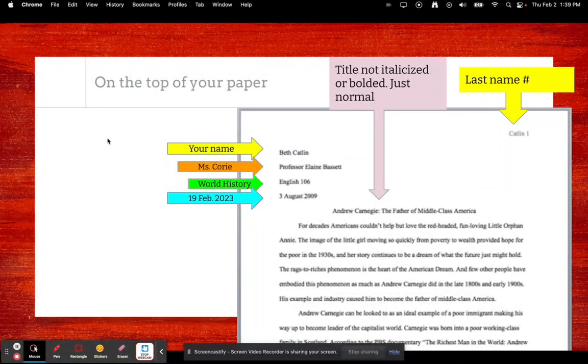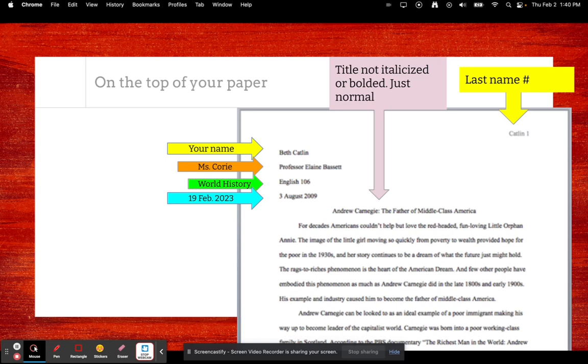All right, so I know you're probably like, okay, Miss Corey, seriously, we have been through this in our English classes so many times. Do we really need another one of these lectures of how to write an essay? I know, but we're going to go through it again. Sorry about that. So again, at the top of your page, you're going to need your name.